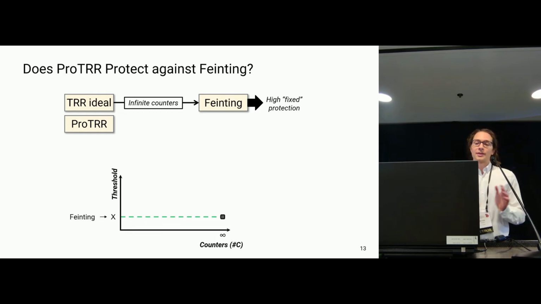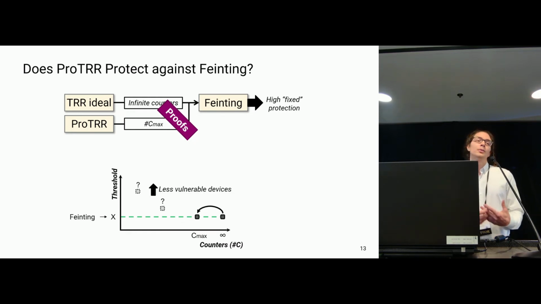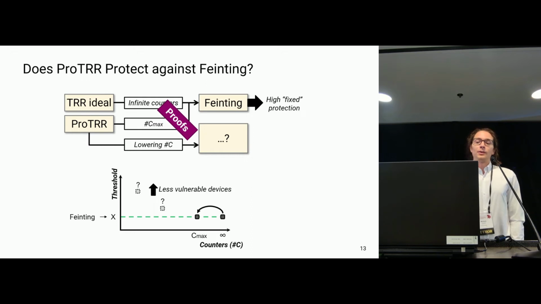So does ProTRR protect against fainting? Well, let's recap for a second. With TRR ideal, infinite amount of counters, fainting gives us this high fixed protection, which is the maximum that the device could support. And in the paper, we showed and proved that using a subset, a limited amount of counters, Cmax will result in the same amount of protection. So of course this is good, but we're still missing something. We would like a tunable protection. We would like to use fewer counters for devices that are less vulnerable.